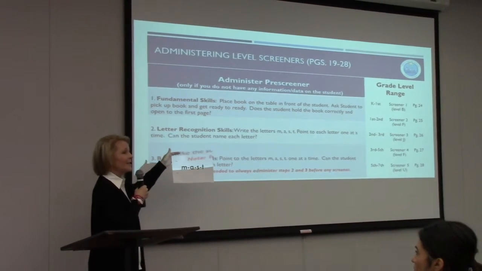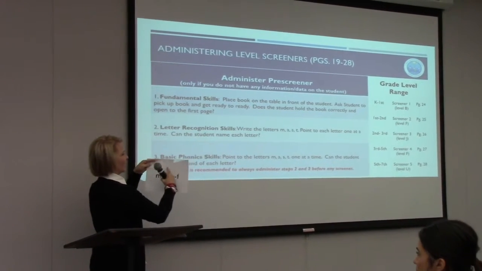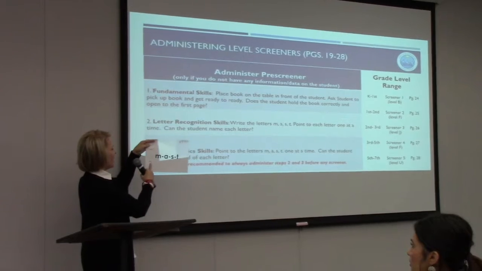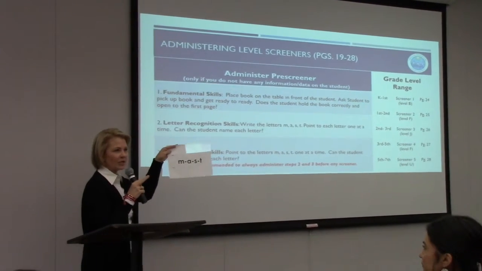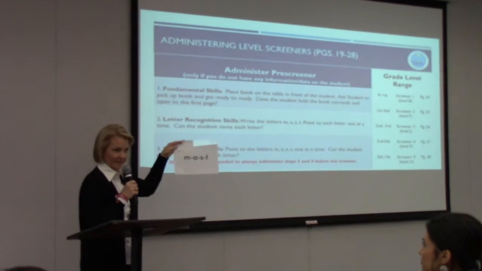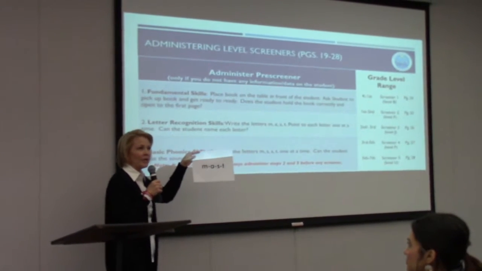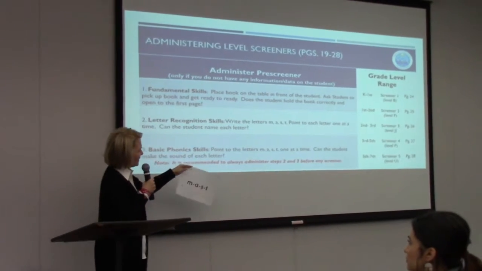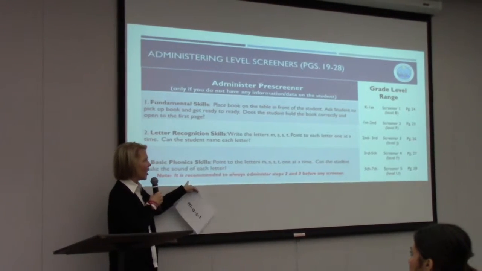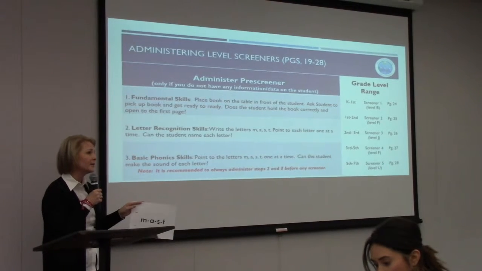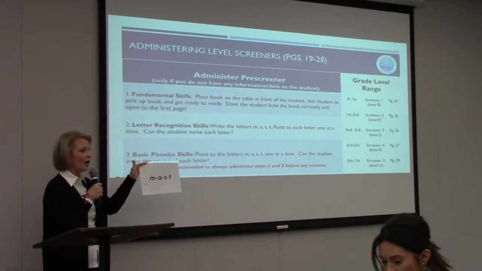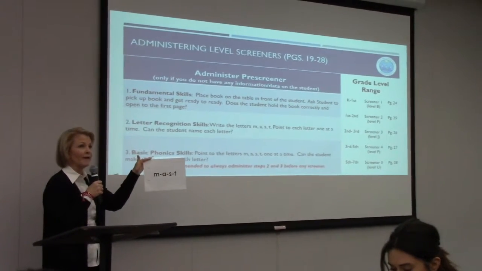M-A-S-T. And then you ask them, okay, now can you give me the sound? And you check them off as they read them to you on the top. When they give you the sound, you check them off. The most missed sound on this sheet of paper is the letter A. And you want to make sure that you note that. And if you see here this note, it says it is recommended to always administer steps 2 and 3, no matter if you know the reader or not. We always want to make sure that our kiddos know their vowel sounds.